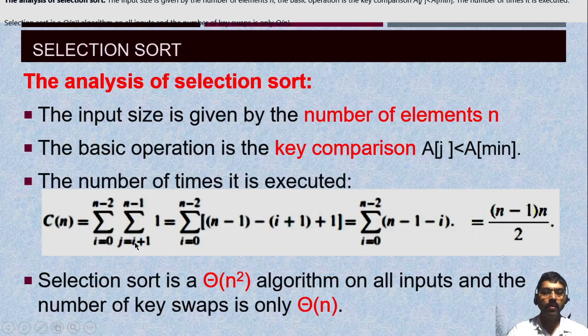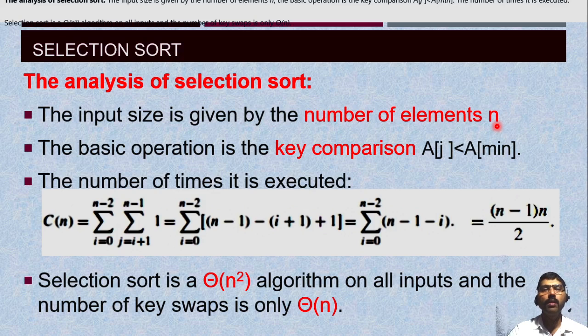Now we are doing the analysis of selection sort. The first step is to identify the input size. Our algorithm depends directly on the number of elements in the array. As the number of elements in the array increases, the processing time also increases. So the input size here is nothing but the number of elements, that is n.